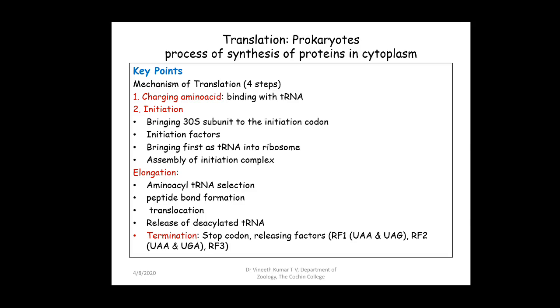First one is charging the amino acid. It is nothing but the tRNAs in the tRNA pool being combined with the specific amino acid. That is what is called charging of the amino acid, followed by three steps: initiation, elongation and termination. Initiation, I have subdivided into four steps. The first is bringing the 30S subunit to the initiation codon, initiation factors, then bringing the first tRNA into the ribosome. After that, assembly of the initiation complex, which is followed by elongation. The steps are aminoacyl tRNA selection, peptide bond formation, translocation and release of the deacylated tRNA, and the last one is termination. So these are the sections we are going to discuss.